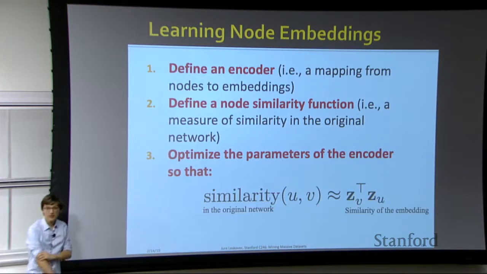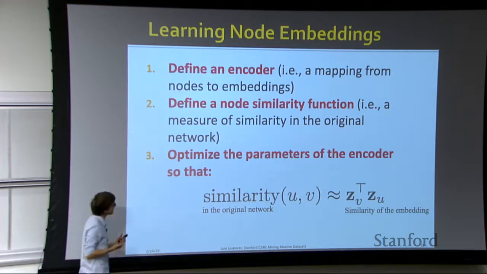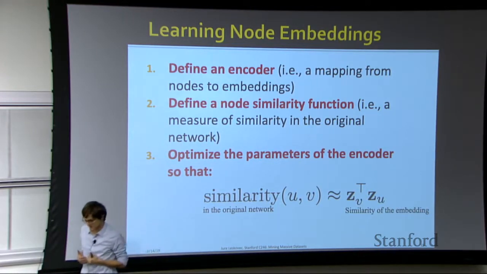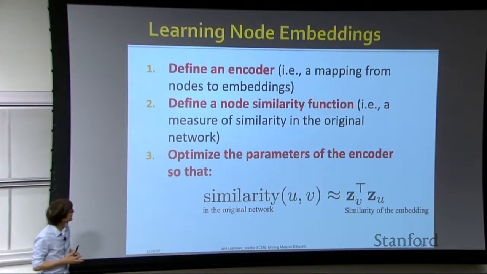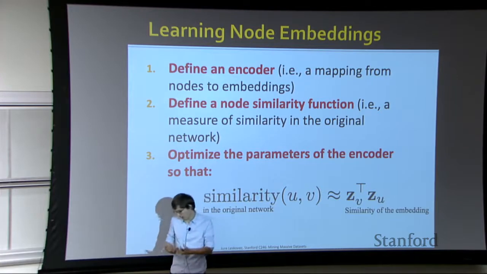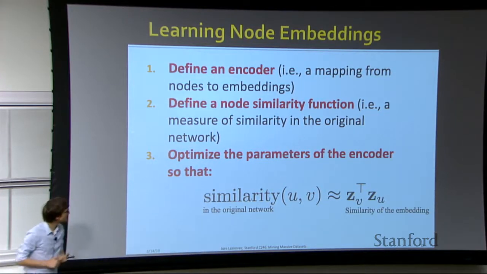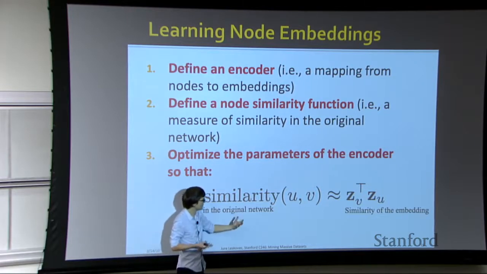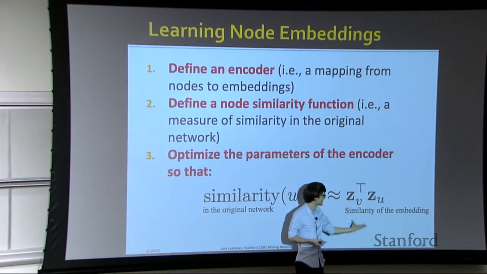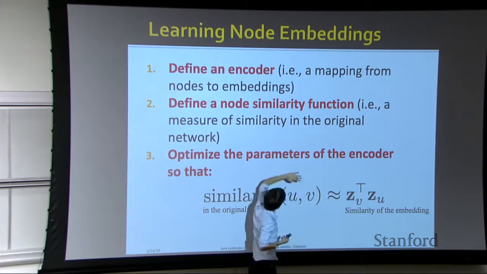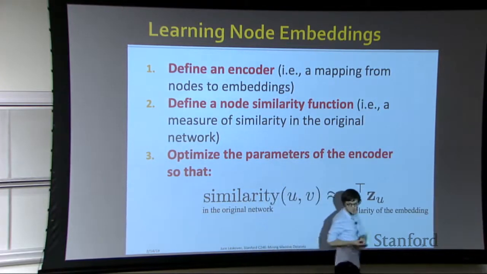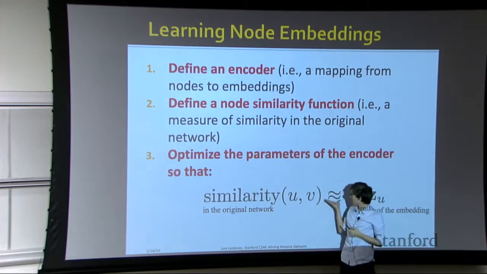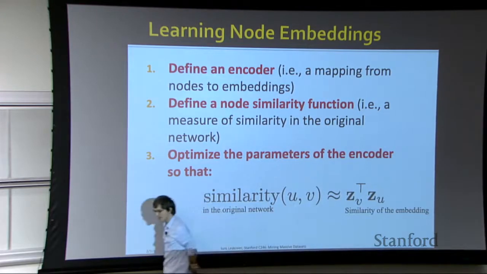So let's now keep making progress. There are a few things we need to define. We need to define this encoder function that takes the node and gives me the coordinates. We need to define a node similarity function that tells me how similar two nodes in the network are, how similar is the structure of the network around these two nodes. And then we want to optimize the parameters of this encoder function such that the similarity in the original network approximates as closely as possible the similarity in the embedding space. So there is an encoder function here that creates these coordinates, and I want to optimize it so that these similarities equal those similarities. That's the game we want to play.